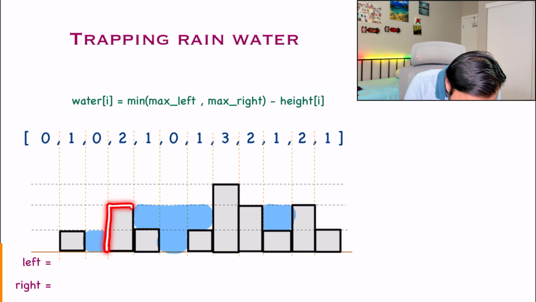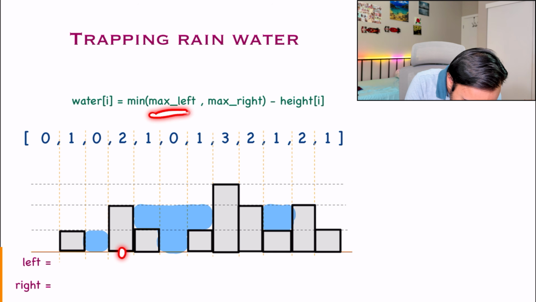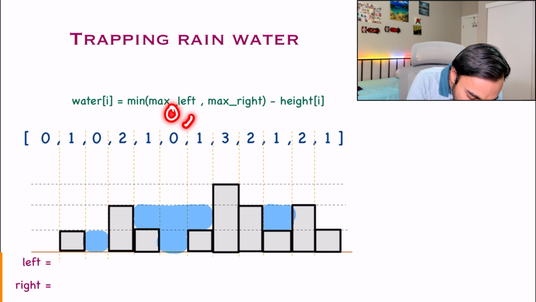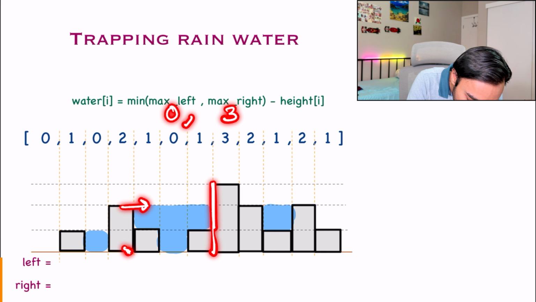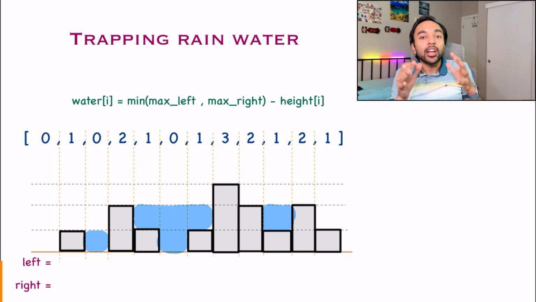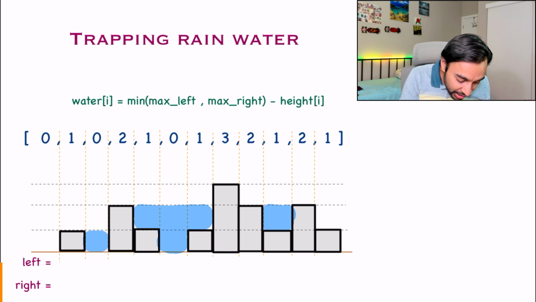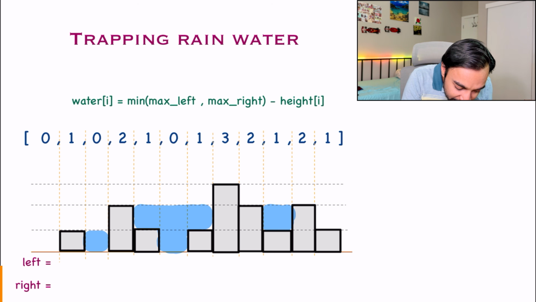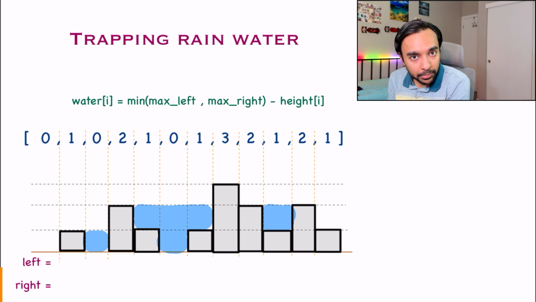Notice what happens for this particular condition. I am finding out the water at I. So what is the maximum of left? On the left, I don't have any value that is higher than 2. So this becomes 0. And on the right, do I have a maximum value? So on the right, I have a value of 3. So max right is 3, but minimum of these is 0. So if this is 0, I cannot trap any water. And that's it. That is what I'm seeing. I'm not able to trap any water here. That is how you have to go on for each and every location.